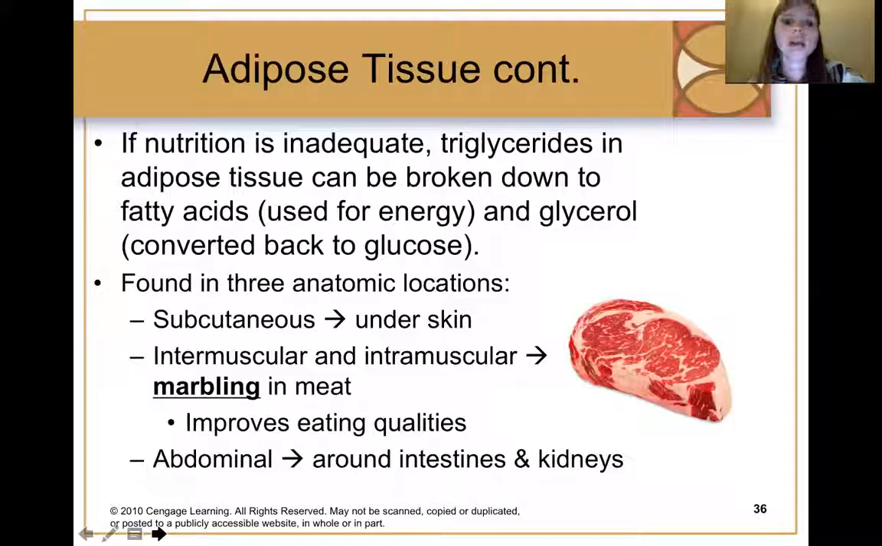So a little bit more about adipose tissue. If nutrition is inadequate, then triglycerides can be broken down to fatty acids and used for energy, and glycerol can be converted back to glucose. Fat can be important at times because if for some reason you get stranded somewhere in the desert, or I don't know, and can't get to food for a couple of days, that adipose tissue can start being broken down, so you'll have energy. Fatty acids are a good source of energy, and then glycerol can be converted back to glucose.